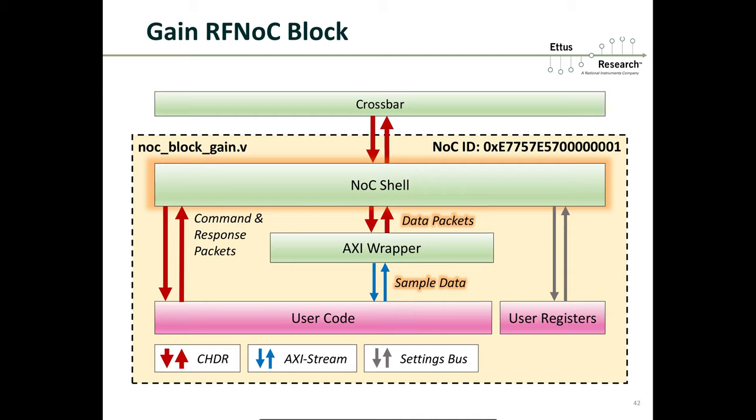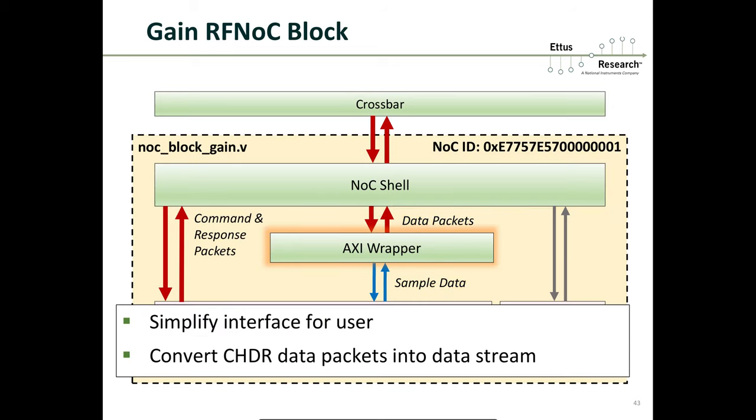So we've gone over the internals of NoC shell, and one of the things that we highlighted was it outputs the CHDR data packets on an AXI stream. But as we know, CHDR packets have a packet header, which is not too cumbersome to deal with, but one of the purposes of RFNoC is to really take care of things like that. You don't really care about the RFNoC infrastructure and the packetization generally. You just want a stream of samples coming in that you can manipulate.